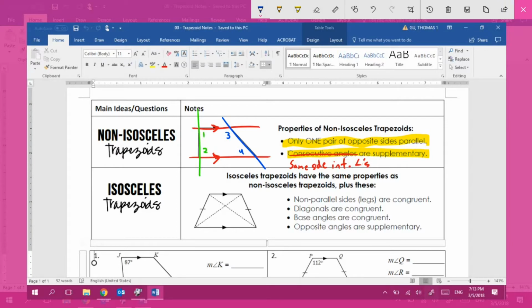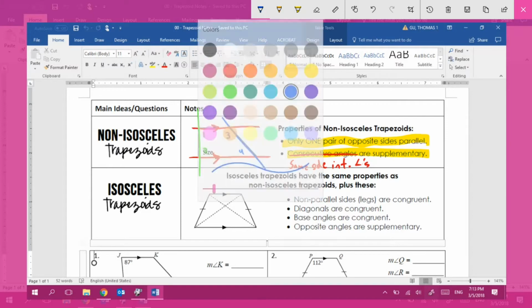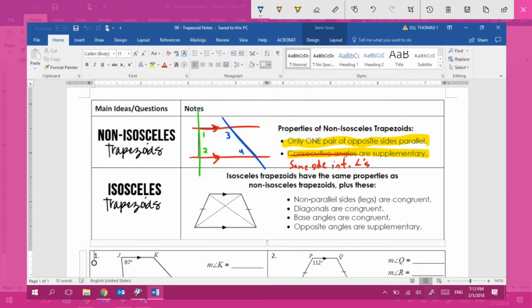Moving into the isosceles trapezoids, remember, when we had triangles, we had normal triangles like this, but then we had isosceles triangles with two congruent sides. Well, it's the same idea with trapezoids. We're going to have non-parallel sides that are congruent. The non-parallel sides are congruent.